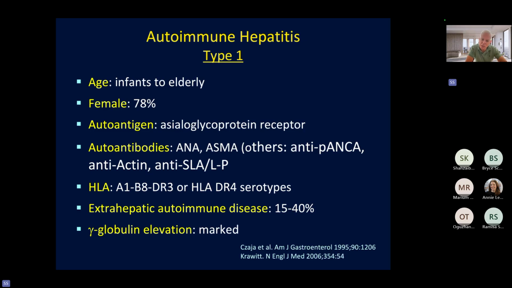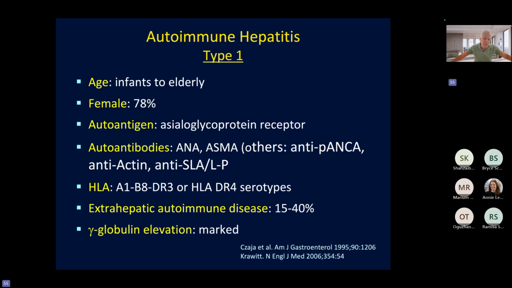The autoantigen that is presented by the antigen-presenting cells is the asialoglycoprotein receptor, which is present on the surface of all cells. The autoantibodies are ANA, anti-smooth muscle, but you also get P-ANCA, anti-actin, and anti-soluble liver antigen and liver pancreas antigen. So all of these can be used to confirm a diagnosis of type 1 autoimmune hepatitis.